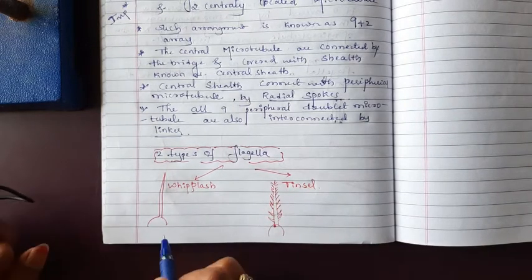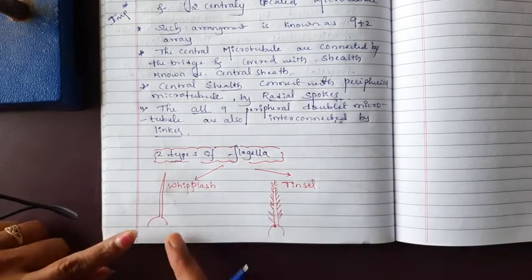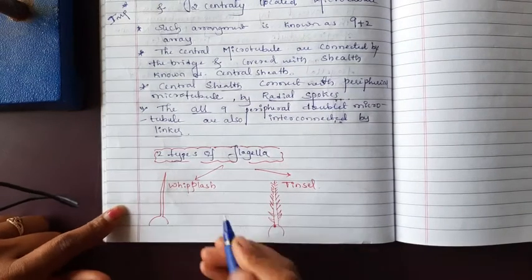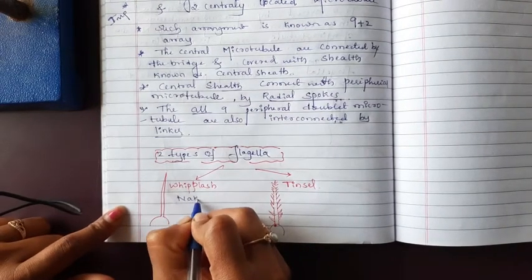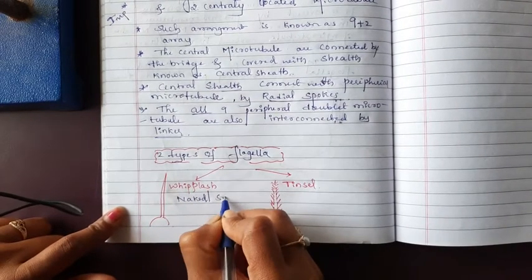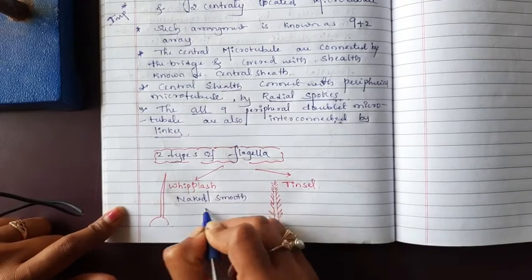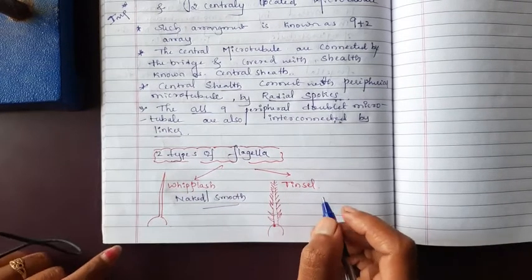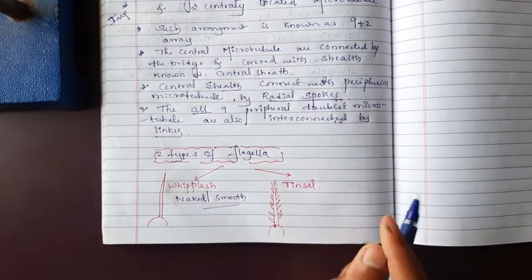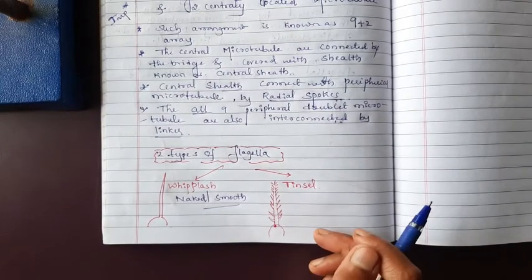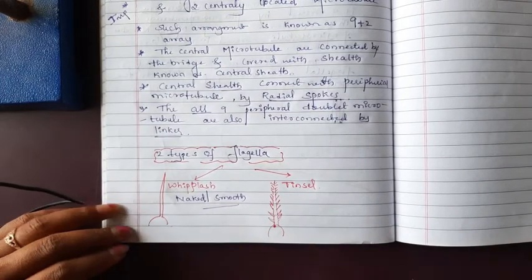Okay, this whiplash flagella is also known as naked or smooth flagella. The tinsel flagella has hair-like structures at the lateral sides. I will write here, you can get that.